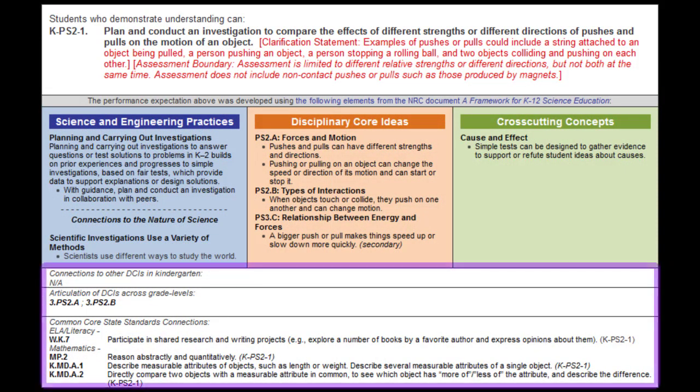Lastly, let's take a look at the connection boxes of this PE. The first line describes connections of this concept to other DCIs in kindergarten. In this case, there are no other concepts. Next, as mentioned earlier, students will see more about push and pull in 3rd grade. Finally, we see that this performance expectation connects to both literacy and mathematics state standards, and the respective standards are listed and linked in the document.